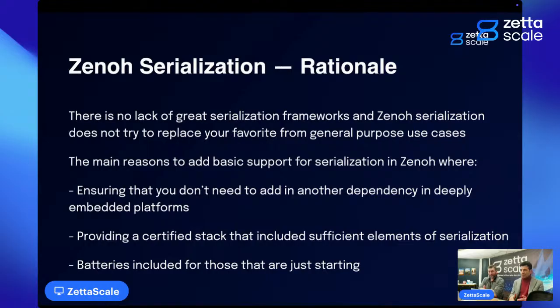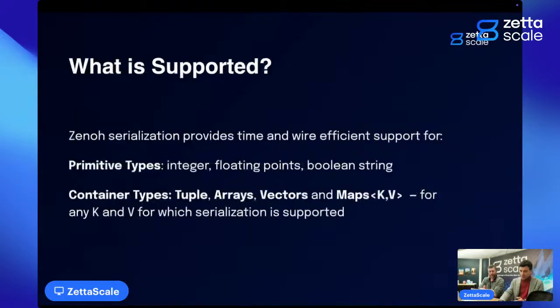Because for 80% of the applications you do when you get started, the Zenoh serialization framework actually works pretty well. And then you could use it as a building block to serialize arbitrary complex types. So what does it support? We focused on very efficiently supporting primitive types. So integers, floating point, in the case of Rust, that's from U8 or I8 to U128 and I128, and F32, F64. So integers, floating point, Booleans, and strings.